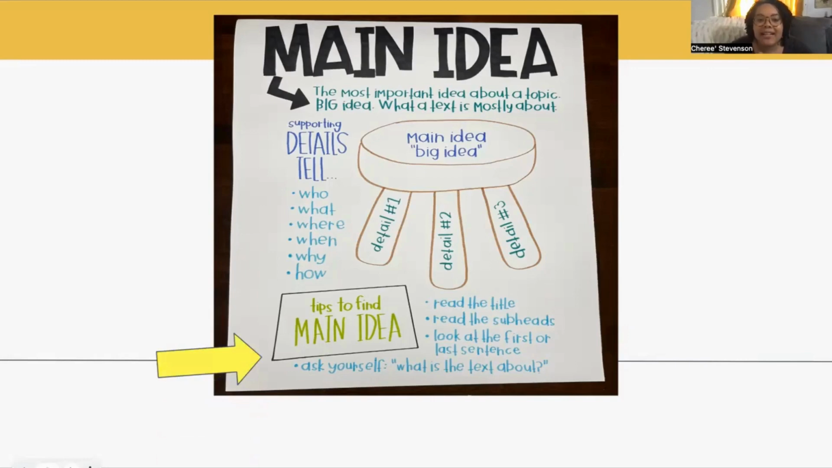So tips to finding the main idea. You're going to read the title, read the subtitles, look at the first or last sentence, and ask yourself, what is this text about? Because typically, if you ask yourself that question and you're looking at the details, you are going to find the main idea.